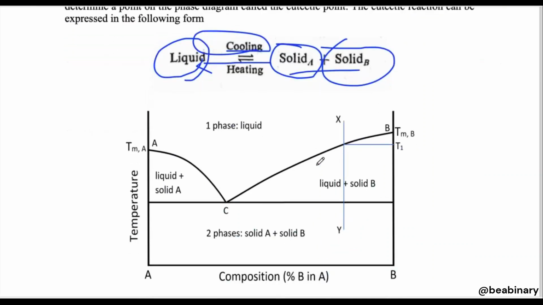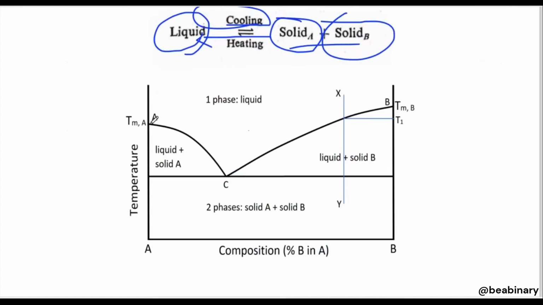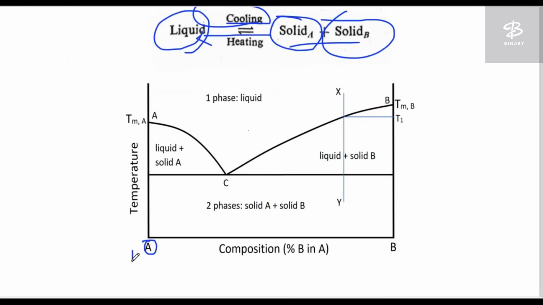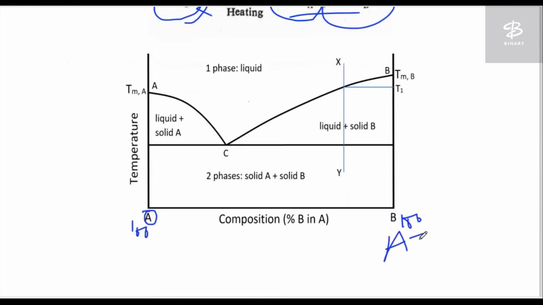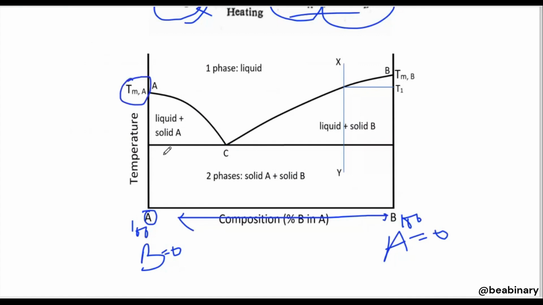This is your diagram. Here, A is at 100% at this point, and here B is 100%. It means A is 0% here, and B is 0% at the other end. And in between these regions, you would have a mixture of them together, right? So as you can see, at the temperature of A, you are getting only one phase, only A. There is no composition of B.